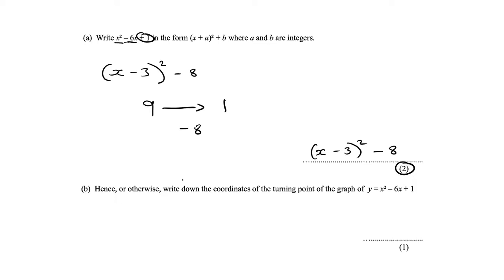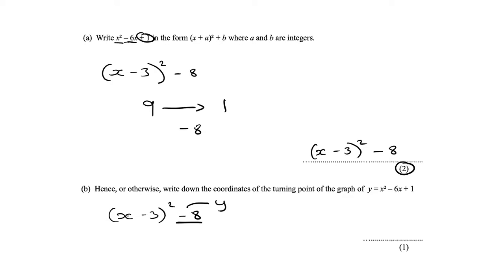Now it says, hence or otherwise write down the coordinates of the turning point of the graph. Now we have this x minus 3 all squared minus 8. We need to write down the turning point. Okay, now this number is going to stay as it is. This is going to be the y coordinate.